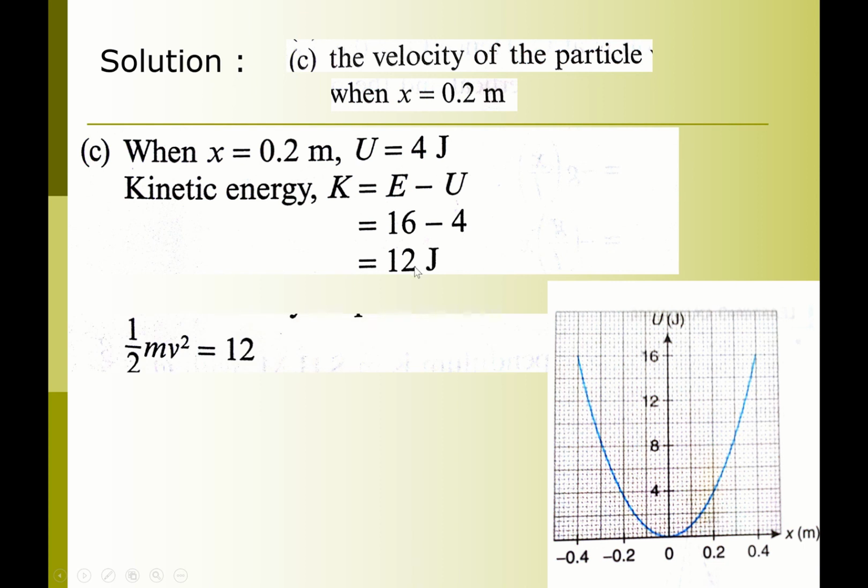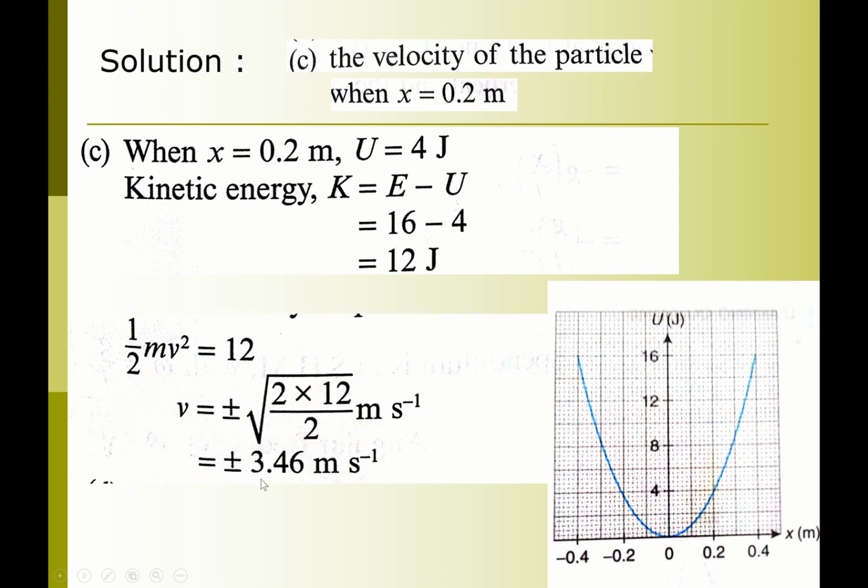And from this 12 joule, we can equate to half mv squared, the formula for kinetic energy, then we can determine the velocity of the particle. Therefore, the velocity of the particle is plus minus 3.46 meter per second.